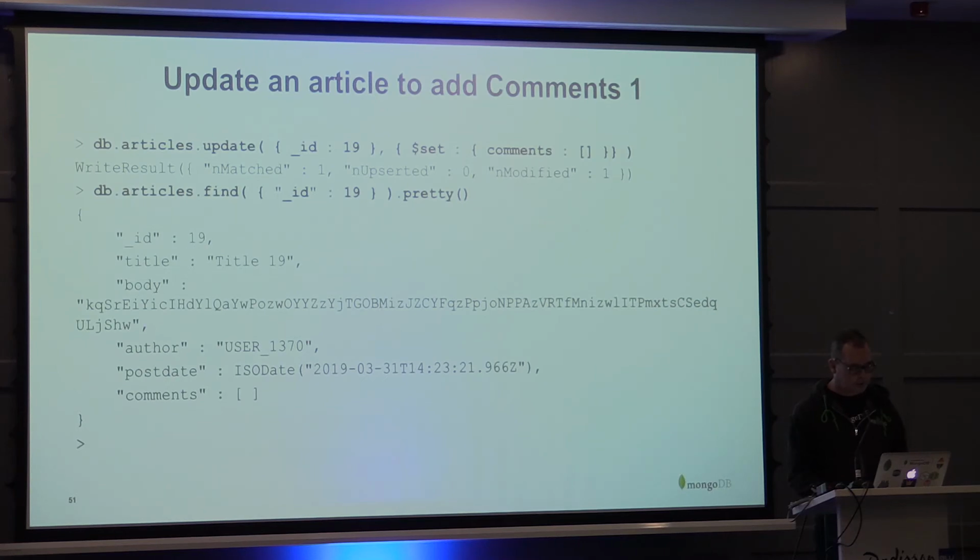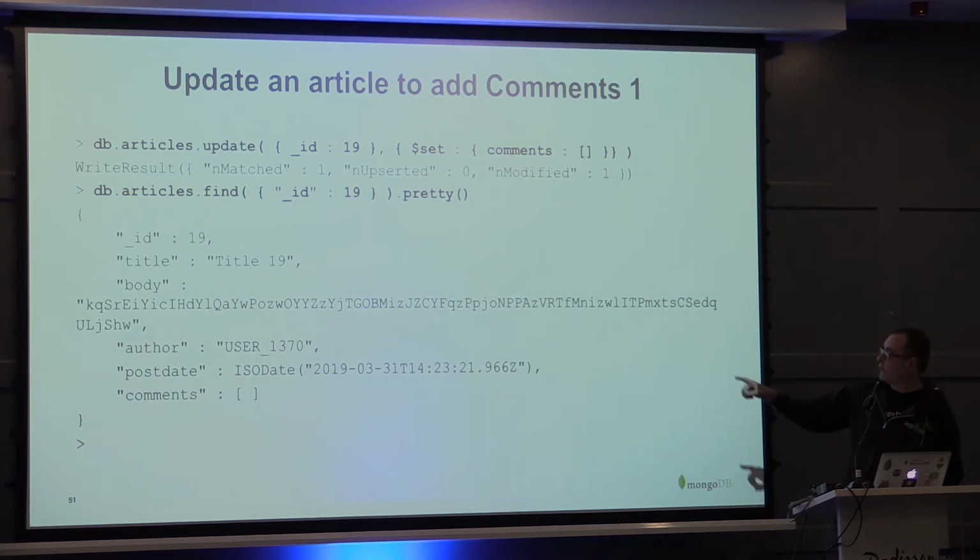So we're not going to do the exercise. And now we want to do update. How do we add a comment field? Because now we realize our blog's getting some traction and people want to put feedback on. Well, we can use the update operator. So again, we're looking at _id 19, and we're going to set the comments field to be an empty array.